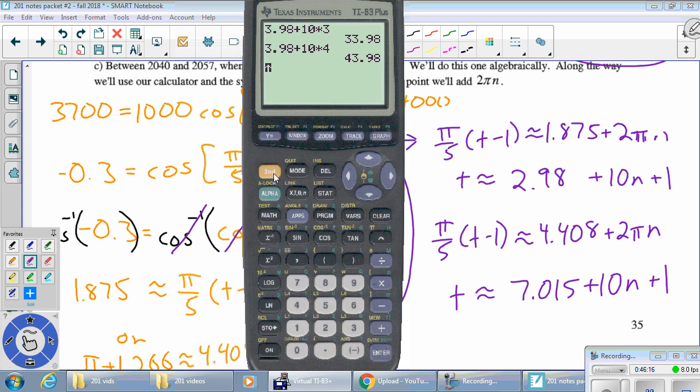And then if we pick n equals 5, let's see if it's still in the window. Oh goodness, that is not in the window at all. But if we do n equals 5, 2053 is in the window, but n equals 6 would not be in the window. So here's my two answers, 2043.98 and 2053.98.